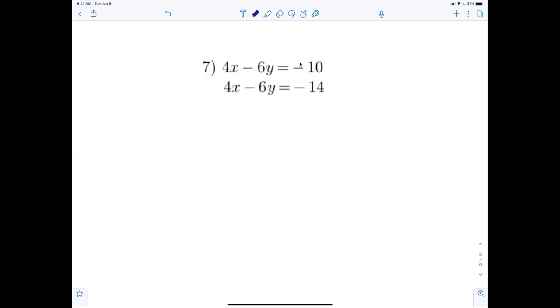So if I'm looking at this right here, this 4x minus 6y, I want this 4x to be what? Negative. So what do you think I can do? That's right. Just multiply everything through by -1. Multiply everything through by -1. And if I multiply everything through by -1, I get... Yep. And then bring down the other one.